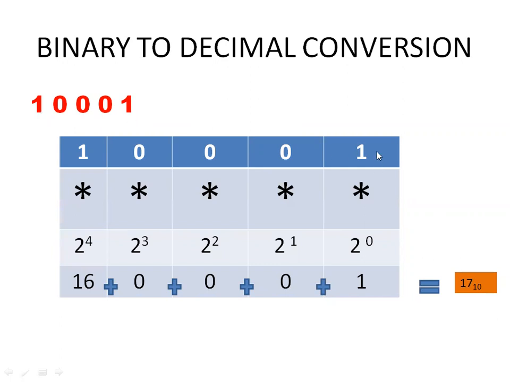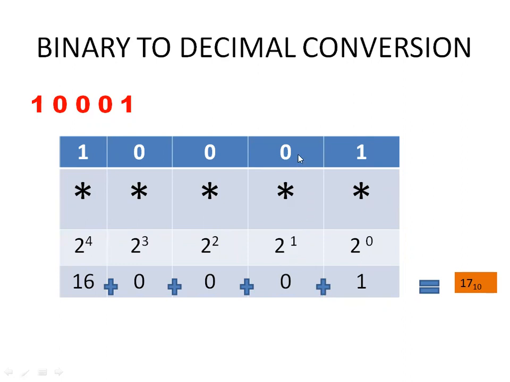Now you multiply 2 power 0 with the LSB, which is the rightmost digit. So 1 is multiplied with 2 power 0. The next digit is multiplied with 2 power 1, the next with 2 power 2, the next with 2 power 3, and the next with 2 power 4. We know 2 power 0 is 1, so 1 into 1 is 1. 2 power 1 is 2.